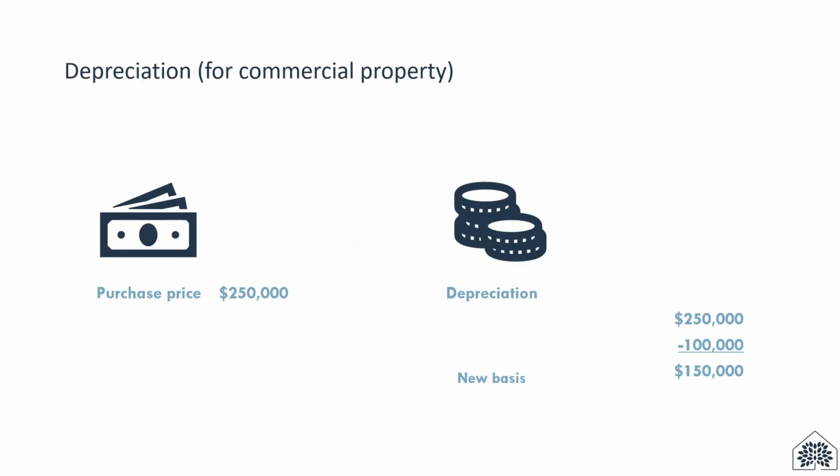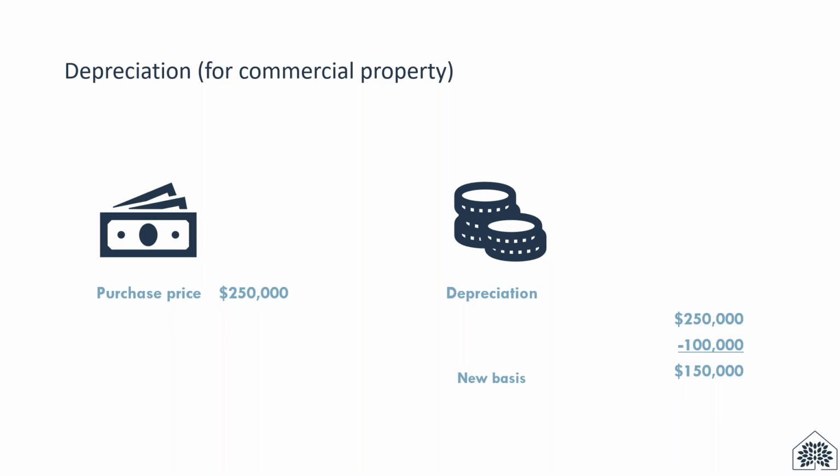Another way, and this applies to fewer people, that basis is adjusted is through depreciation. So let's say rather than a home, you purchased a rental property for $250,000, and you start depreciating it to save on your income taxes. Well, that may cost you down the road, because everything that you deduct on your income taxes for depreciation also gets deducted from the basis.